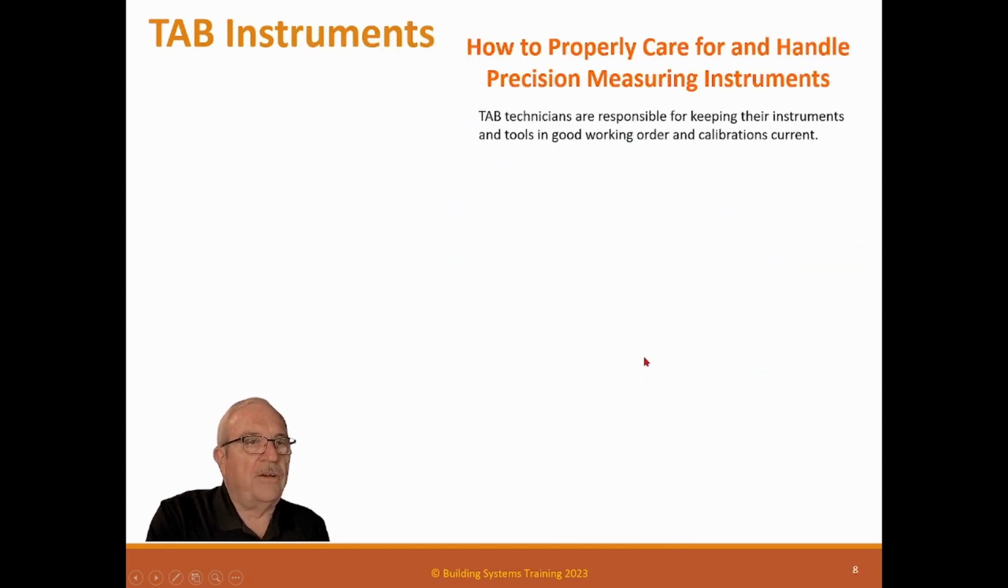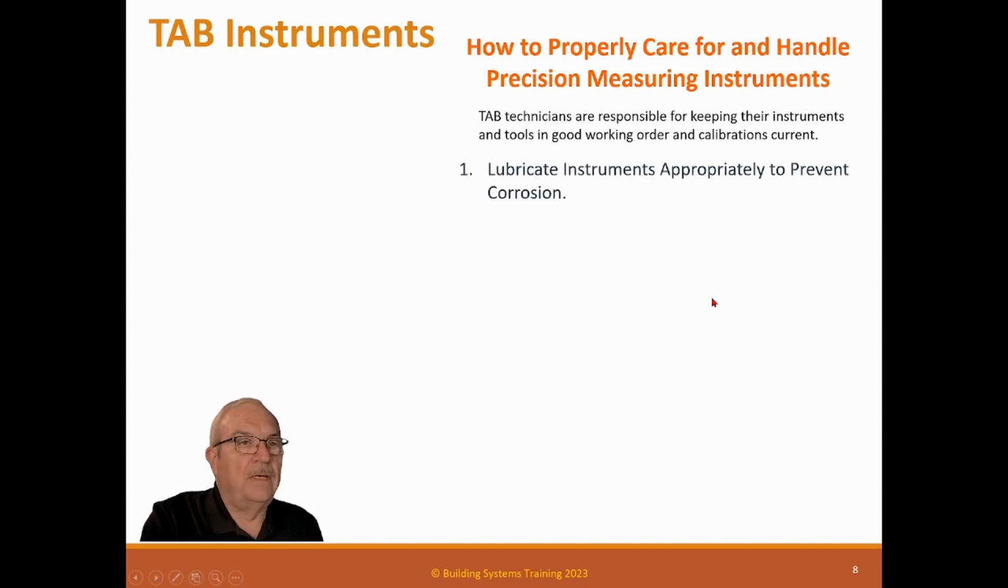So how do you care for and handle precision measurement instruments? You're responsible for keeping the tools in good condition and making sure they're well calibrated and in a timely manner. Now, most instruments are required to be calibrated annually, but some jobs may require that you calibrate before you start that job. And you need to have proof of calibration in the form of a calibration certificate.